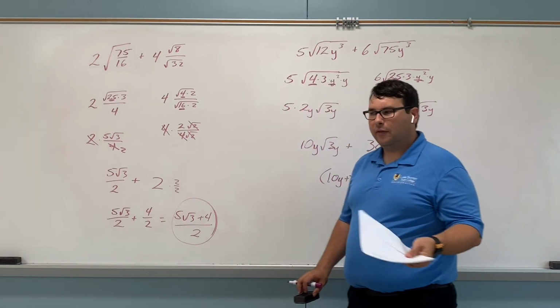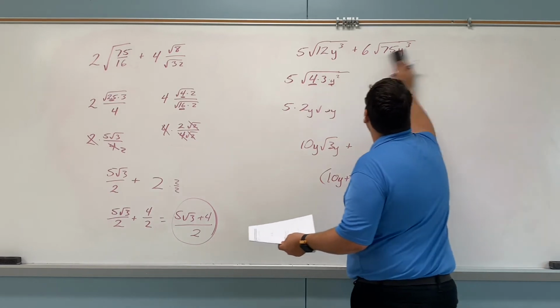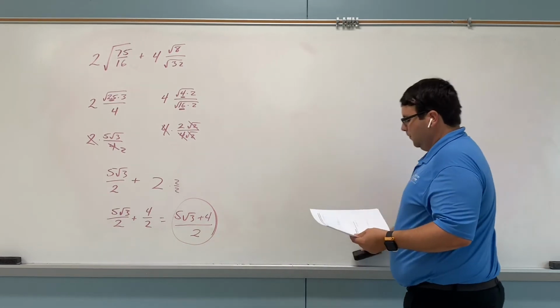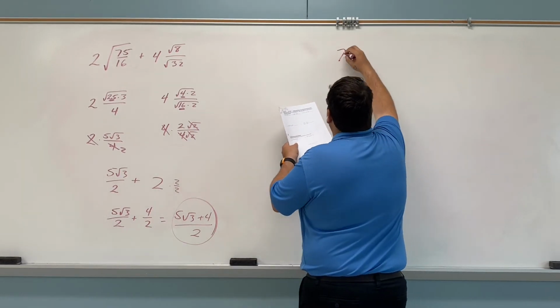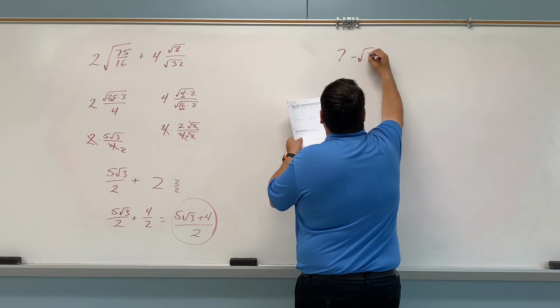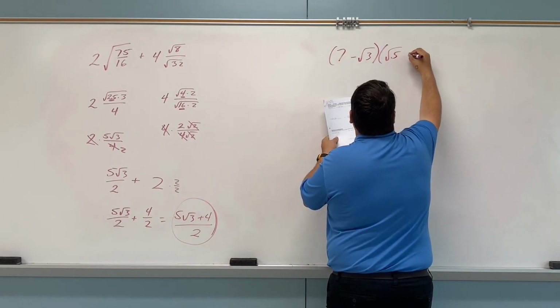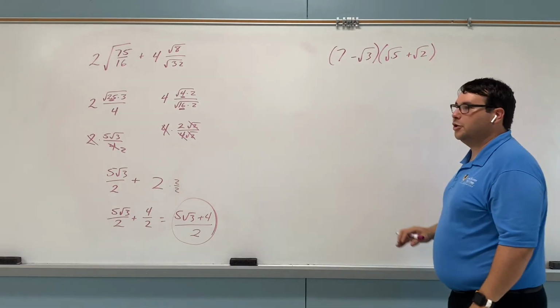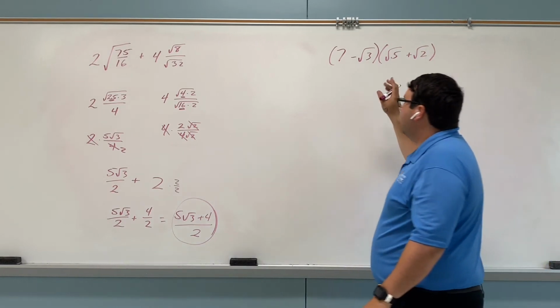Let's get into multiplying. Multiplying radicals is similar to what you've done in the past with a slight modification. You'll see what I mean in just a moment. Let's say I have a problem where it's 7 minus the square root of 3, and I'm multiplying against the square root of 5 plus the square root of 2. So I have binomial multiplication here. I could technically FOIL. That's perfectly fine. You can still do that.